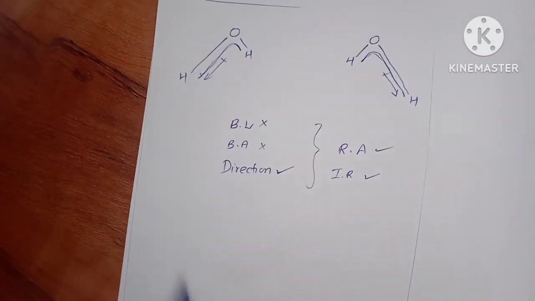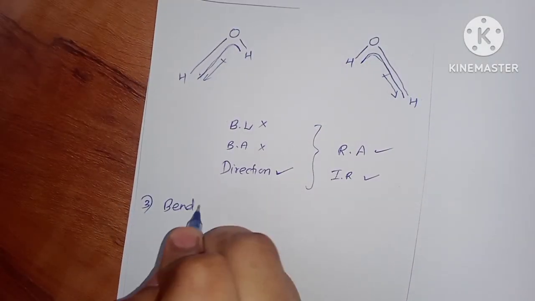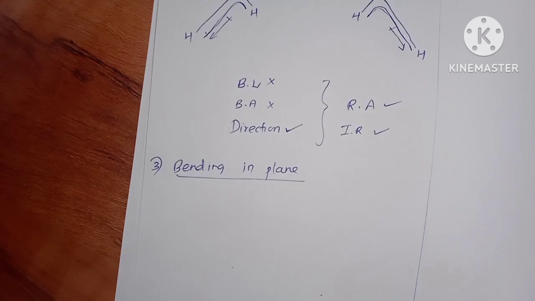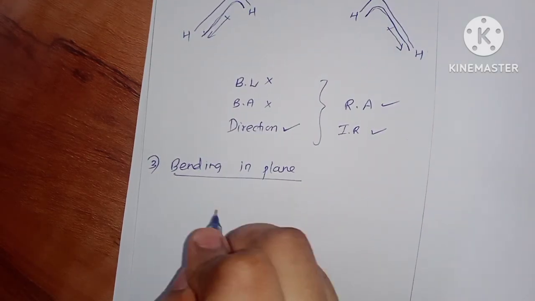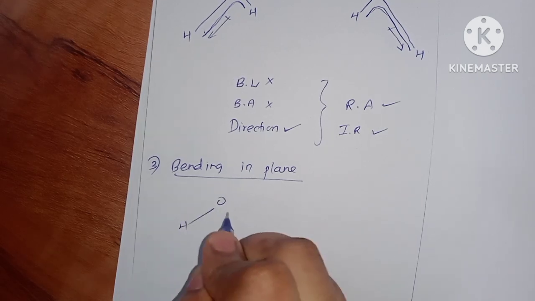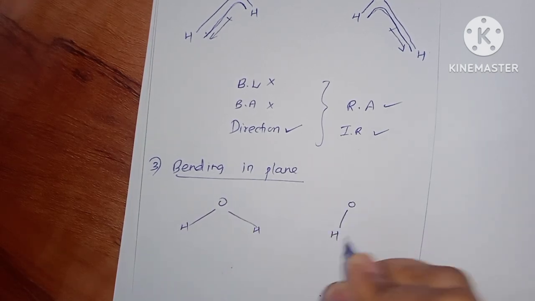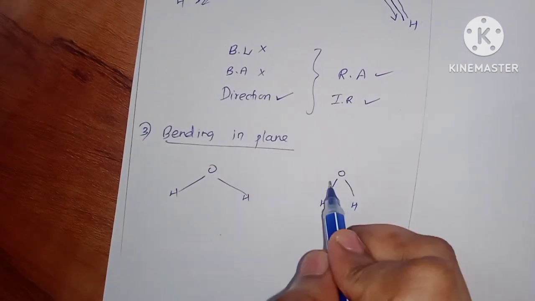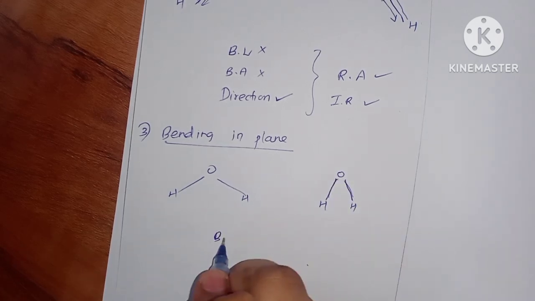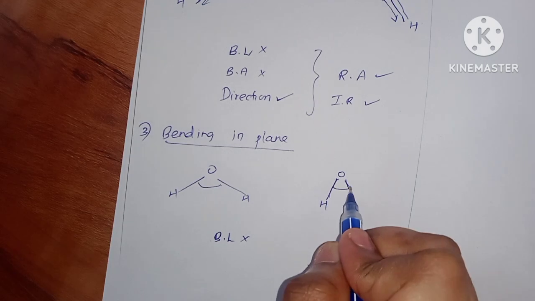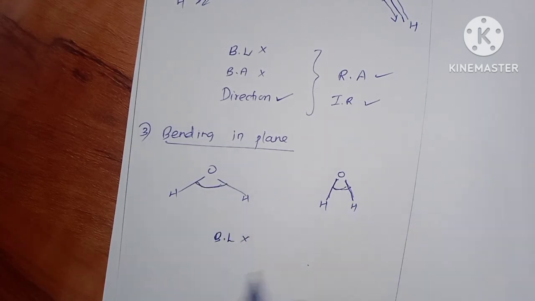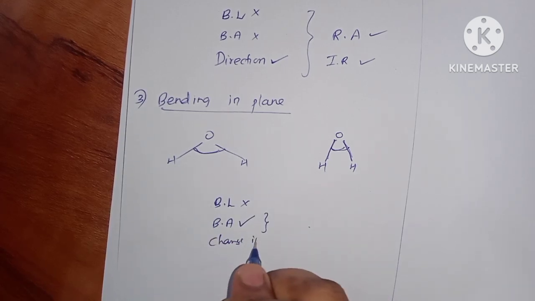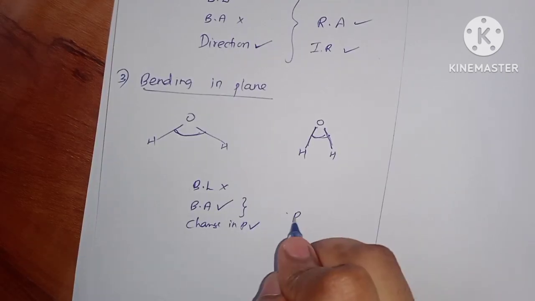And now we go to the third, that is bending in plane, the third and last mode of vibration for the H2O molecule. Bending in plane means that if the molecule is like this, in the other condition the molecule's bond angle has changed. This type of vibration occurs. So here the bond length is the same for both cases. Bond length is not changing. What is changing is the bond angle. Here the bond angle is higher, here the bond angle is lower. So the bond angle is changing, so there is a change in polarizability, and this mode is also Raman active.